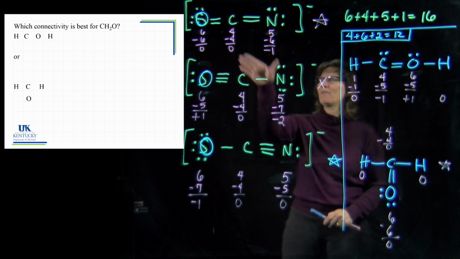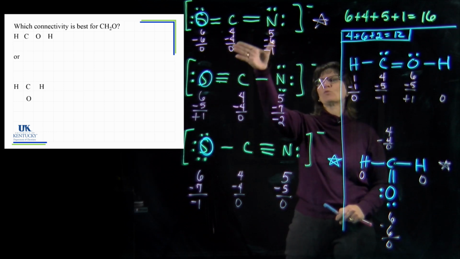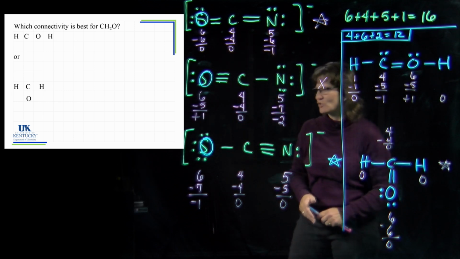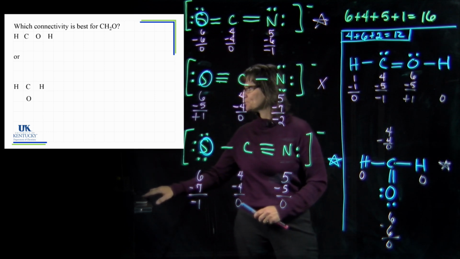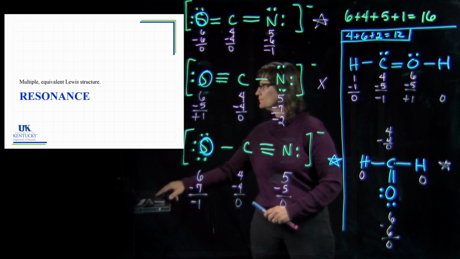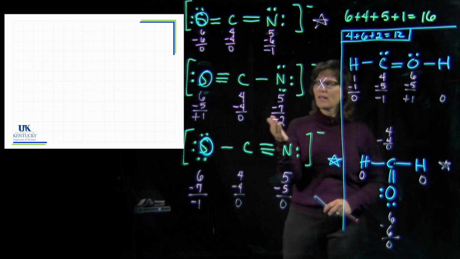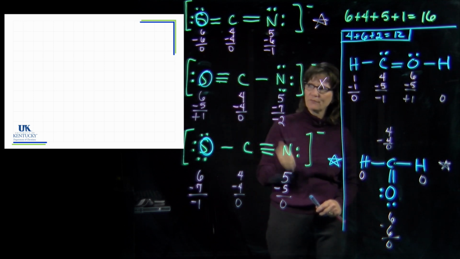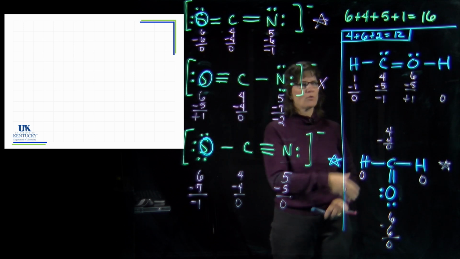So that's how we use formal charges to determine connectivity. Whereas over here we have the same connectivity, we're using formal charges to help us know which one's the best Lewis structure of those. All right, so that concludes our lesson on formal charges, how to calculate formal charges, and what to use formal charges for.